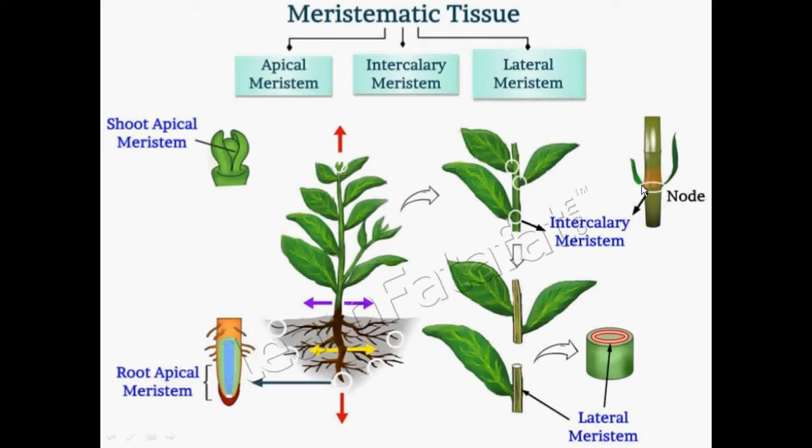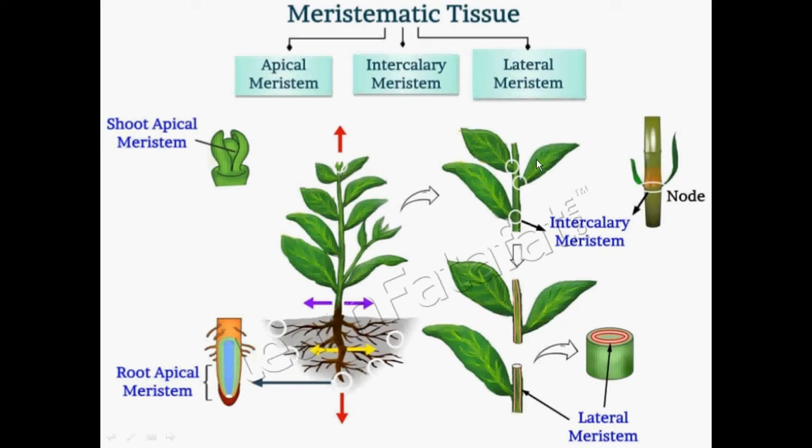Now let us understand what actually a node is. The point at which the leaf grows is known as a node, and the distance between two nodes, like this point and this point, is known as the internode. The growth of the node and internode is the responsibility of the tissue known as the intercalary meristematic tissue.